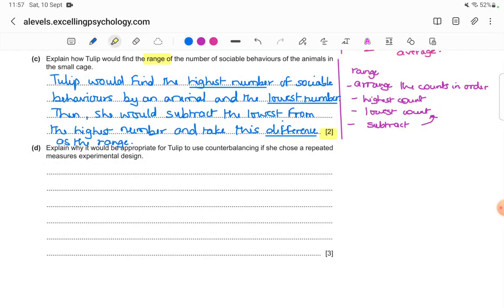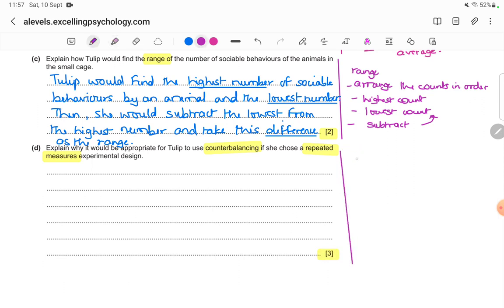Explain why it would be appropriate for Tulip to use counterbalancing. So here we've come to the experimental design, if she chose a repeated measures experimental design. It's a 3 marks question. We have to give a good explanation. It should justify our 3 marks.